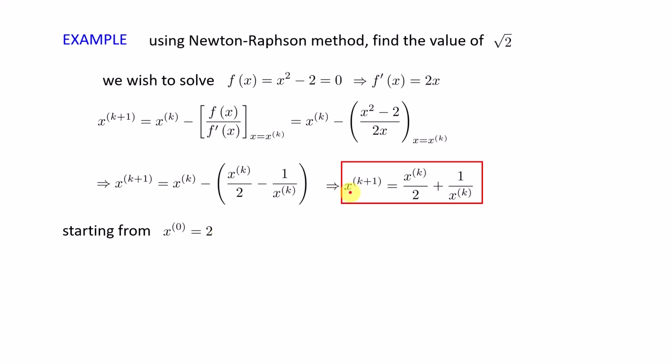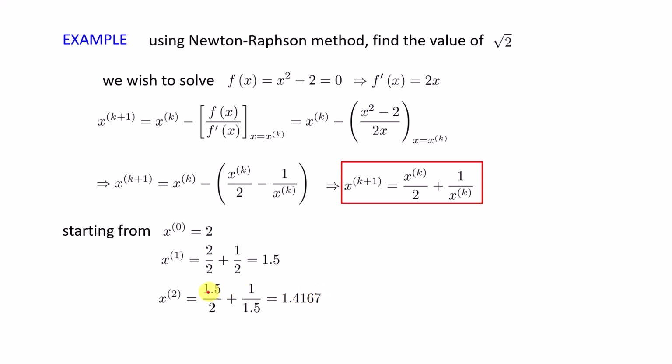Then I'll use this relation, my x_0, the initial guess, is my 0th iteration. So my first iteration value will be x_k by 2 plus 1 by x_k. So 2 by 2 plus 1 by 2, that is 1.5. My second iteration is once again x_k by 2 plus 1 by x_k. So x_2 will be x_1 by 2 plus 1 by x_1. x_1 is 1.5. So 1.5 by 2 plus 1 by 1.5, which gives us 1.4167.